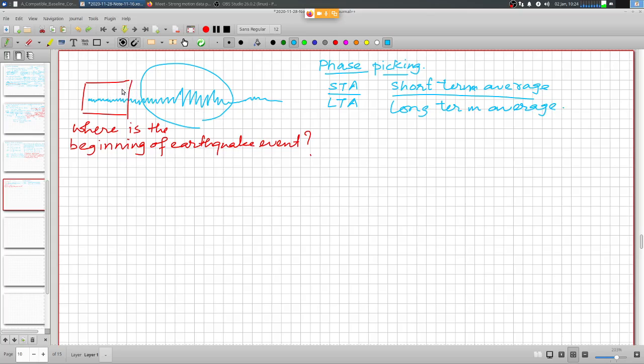And the way we do that is you have this window. Let's say this is what we call a leading portion, a very short duration, a short window, followed by a long window.